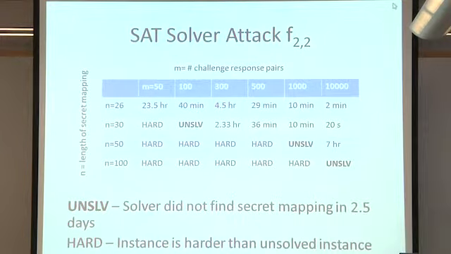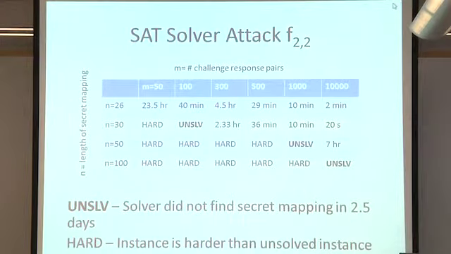The empirical security analysis was basically just taking a SAT solver, encoding the challenge response pairs as clauses in the SAT solver, and then letting it run to try to recover the secret mapping. And here we can see that when n is equal to 30 and we give the SAT solver 100 challenge response pairs, the SAT solver was unable to recover the secret mapping in 2.5 days.